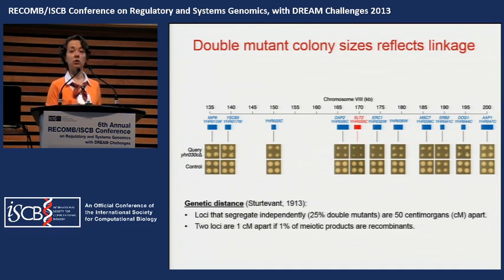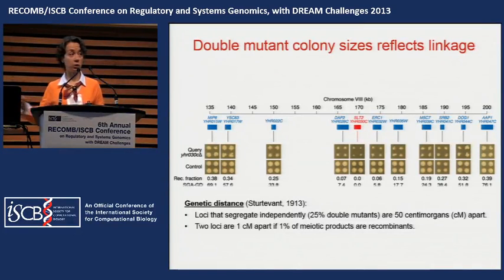It's 50 and not 25 because what in reality genetic distance measures is the frequency of recombinant progeny. And double mutants represent only half of your recombinant progeny, because from every recombination event you get one double mutant and one reconstituted wild type strain. So in reality, 50 centimorgans correspond to 50% recombinants, and more generally, you say that two loci are 1 centimorgan apart if 1% of their meiotic progeny is recombinant.